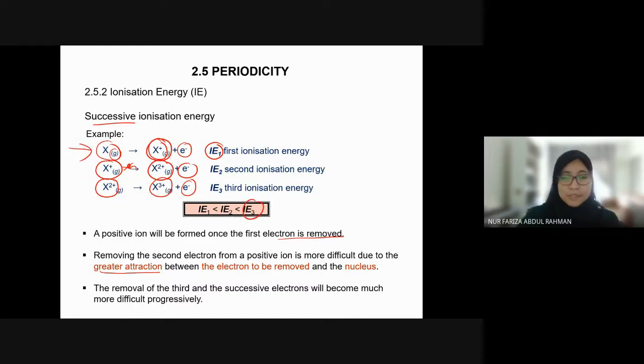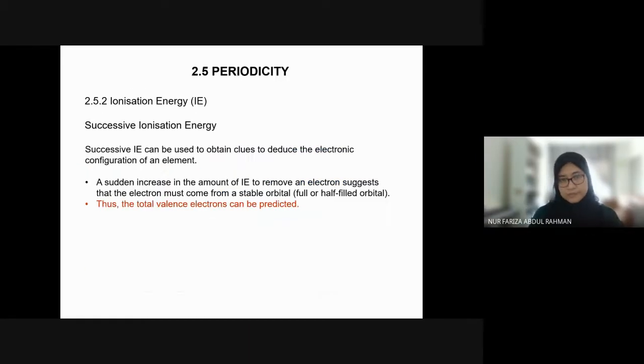More electrons have been removed, that means greater attraction felt by the electron, specifically for the valence electron. Successive IE, successive mean berturutan, okay?